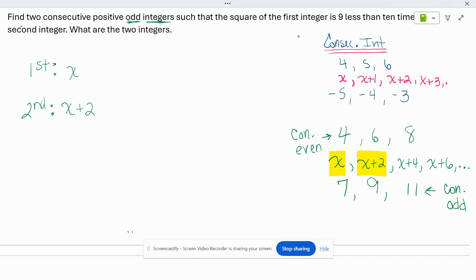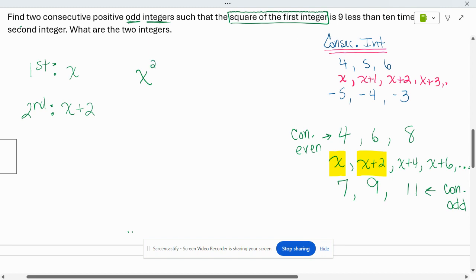So we're finding 2 consecutive positive odd integers. Once we figure out our answers, we only want the positive one if we have a positive and a negative. It says such that the square of the first integer. How do I show that I'm squaring the first integer? Well, what variable is the first integer? X. How do I square that? I can't hear you. I hear a lot of mumbling. So what does that look like? X squared, right? Just x squared. That's how I square that.